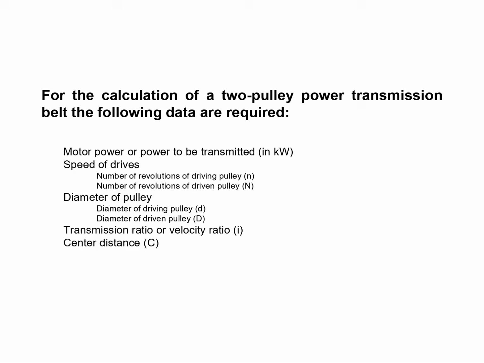Diameter of the pulley: diameter of the driving pulley small d, diameter of the driven pulley capital D. Transmission ratio or velocity ratio I. It should always be greater than 1. Center distance C.